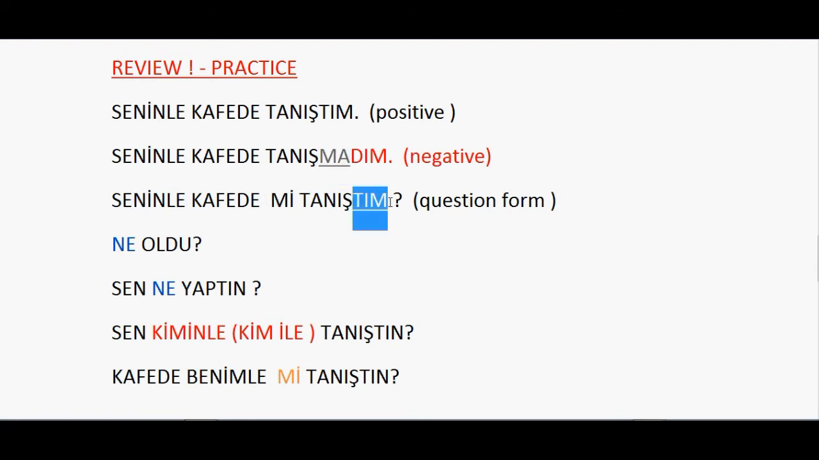Look, tım and tım, which is the positive and question form, which we use here. And here ne oldu? Ne oldu, which means what happened. Sen ne yaptın? What did you do? Sen kiminle tanıştın? Who did you meet? Or you can say sen kim ile tanıştın? Kafede benimle mi tanıştın?